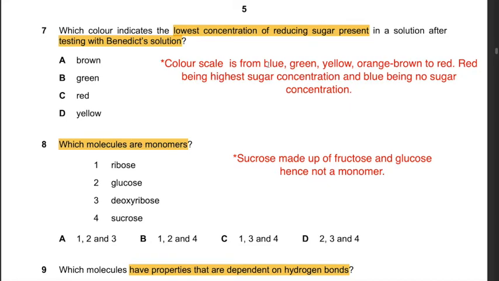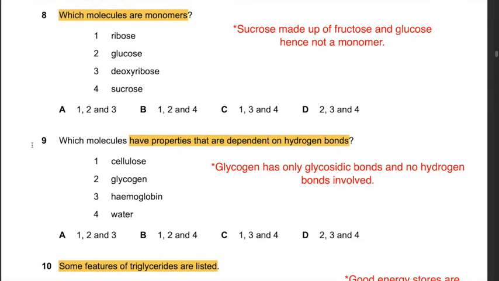Hence, if we go to the options A, B, C and D, C is obviously incorrect as red leads to higher sugar concentration. D is also incorrect. A is also incorrect as that is also on the right hand end of the color scale. Therefore, the correct answer is green, answer B.